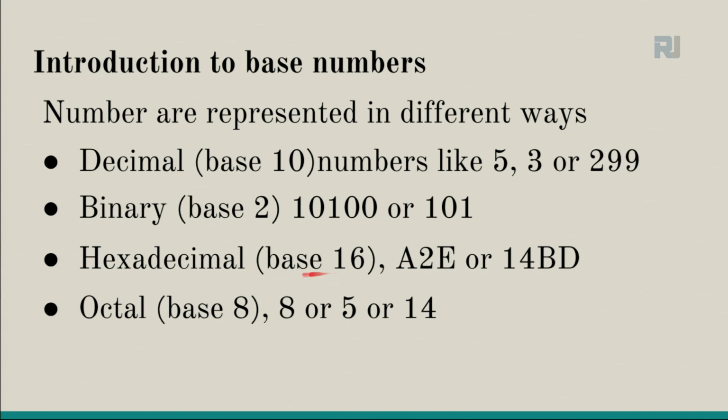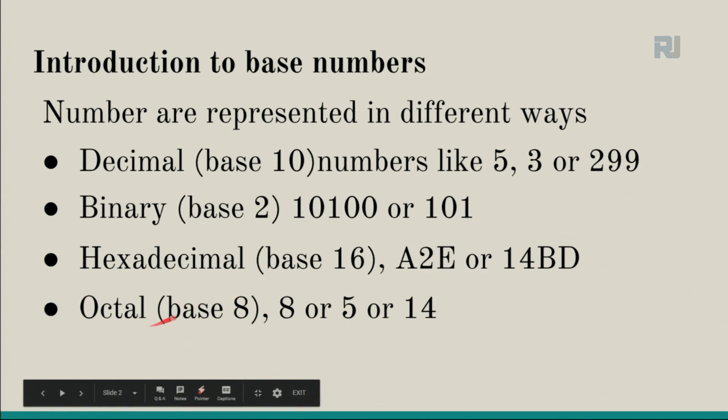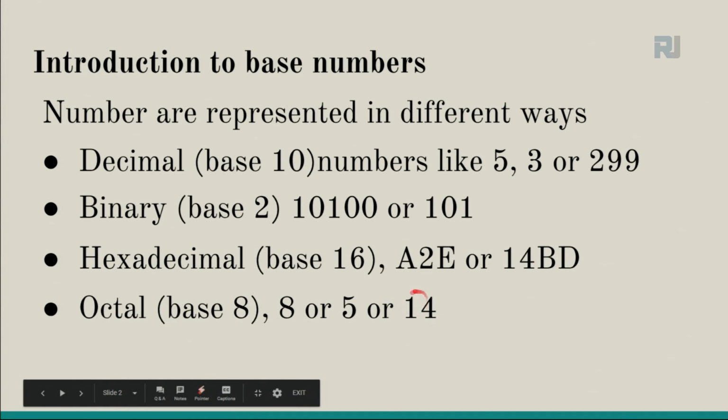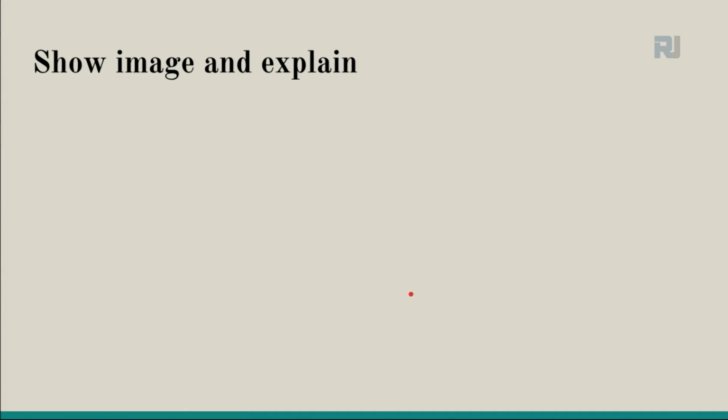And then we have octal. Octal means 8, and that's base 8. The numbers go from 0 up to 7, and after that it increments back to 0. Base 8 example is 8 and 5, and then 14. This 14 is not equivalent to our own decimal 14, which I'm going to show you how you can calculate.